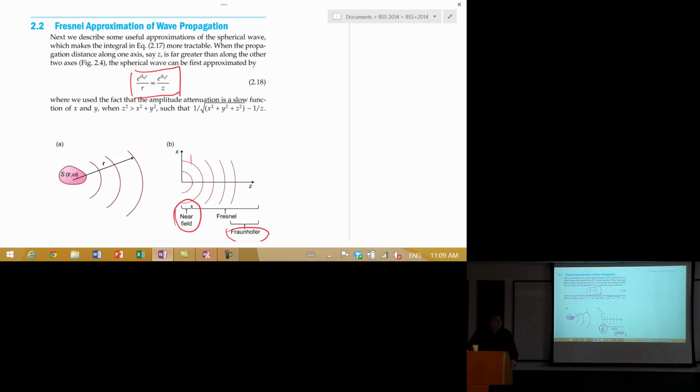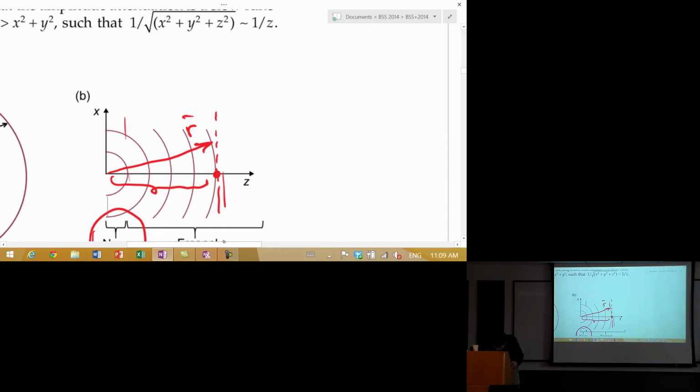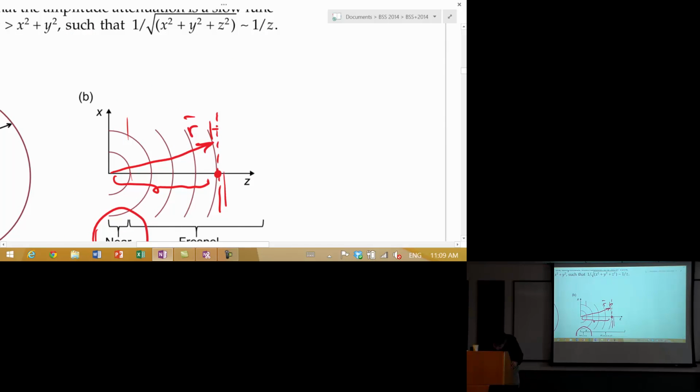Stays constant in x and y, meaning r and z are kind of the same. So you see what that's equivalent to? It's saying that I'm looking at this coordinate r, and z is this much from here to here. I'm saying that r and z are kind of the same. So I'm ignoring this little segment right here, the difference between r and z.